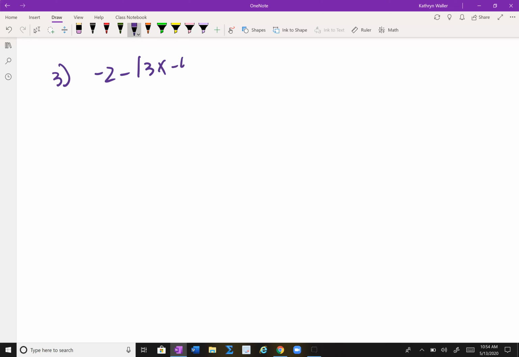So step number 1 is to get your absolute value alone. So I'm going to move my -2 over. So I have a negative times 3x minus 4 is equal to the -2 comes over and becomes a positive. So you have a -8. Now this negative can't be there. So I'm going to change both the signs. So now it's a +8.